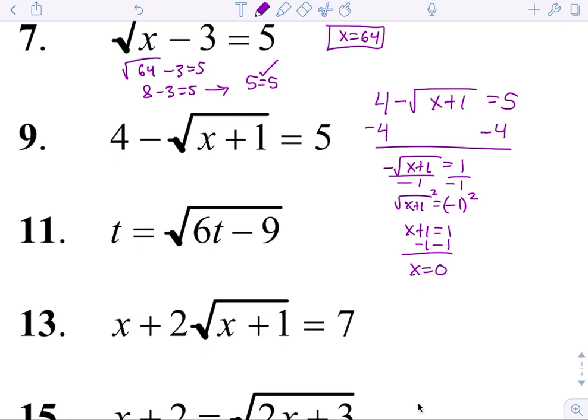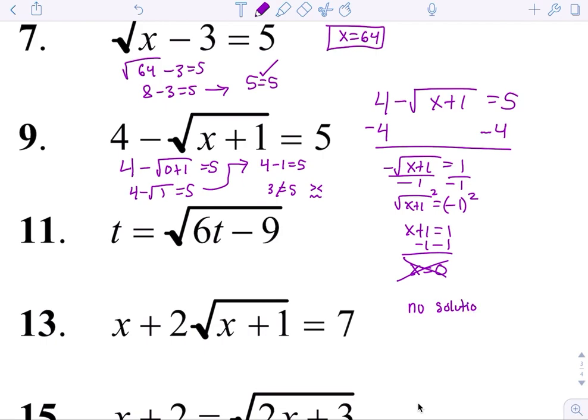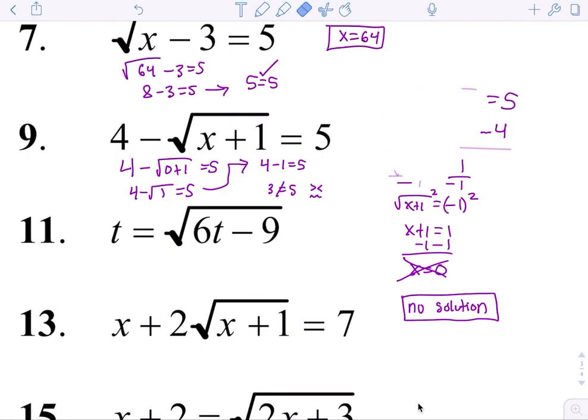So we got an answer of 0, so now let's plug it back into the equation. 4 minus radical 0 plus 1 is equal to 5. 4 minus, well, 0 plus 1 is 1, so radical 1. 4 minus 1 is equal to 5, and then we get 3 is equal to 5. That is not good. This is a false statement, which means this is not an answer. And since we have nothing else, that means we got a big no solution. Because 3 is not equal to 5, you guys. It's just not.